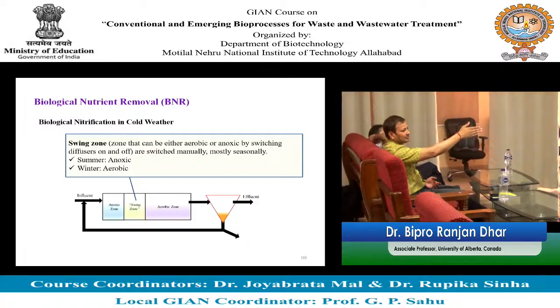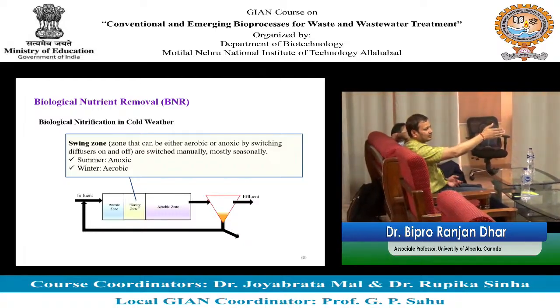It depends on the design. There could be different tanks, or you create different zones in the same tank. A sequencing batch reactor is directly the same tank. If different zones are there, then we have to recirculate water from the aerobic zone, so there could be some internal recirculation. I have one diagram later on where you are going to see internal recirculation in the modified Bardenpho process.